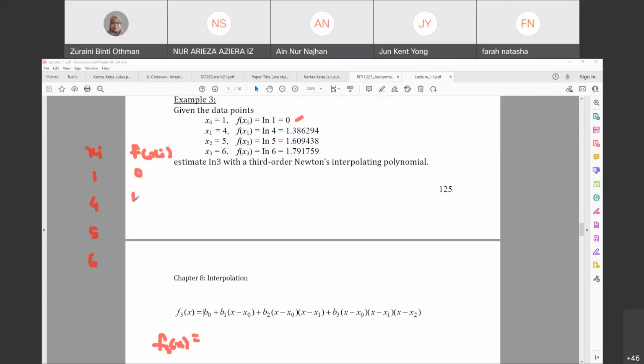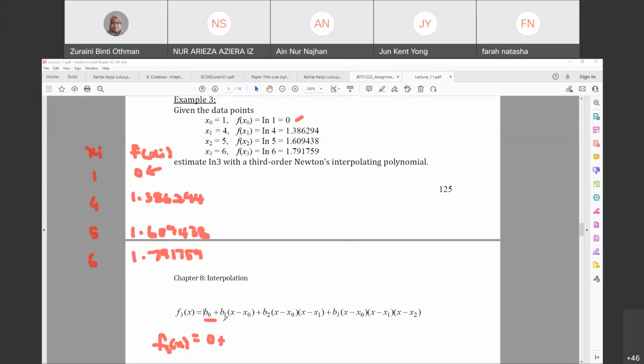Okay, we get this from this value, kosong dan seterusnya. Kosong, 1.386294, and this is 1.609438, and this is 1.791759. Okay, now what is our B0? B0 is the first titik yang ke atas ni, which is 0.